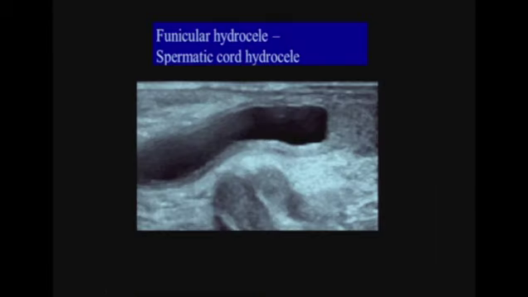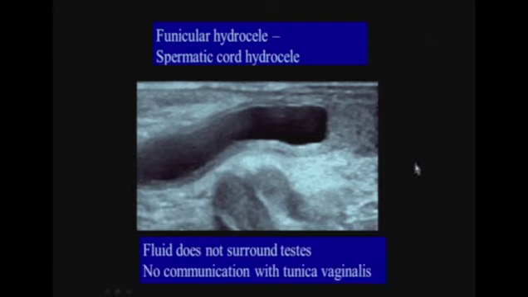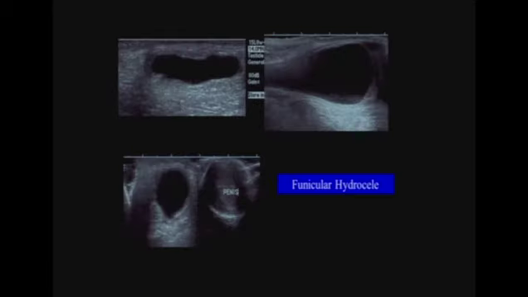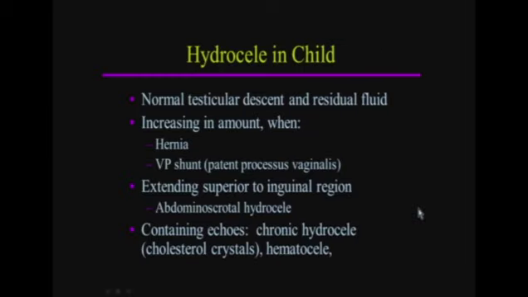This is an example of a funicular hydrocele, a spermatic cord hydrocele, which has hydrocele going through the crease but not surrounding the testicle. There is no communication with the tunica vaginalis in this case. T stands for testicle. And these are other examples of funicular hydroceles seen as large echoless areas, in this case within the upper portion of the scrotum. The normal testicle was seen inferior to it.